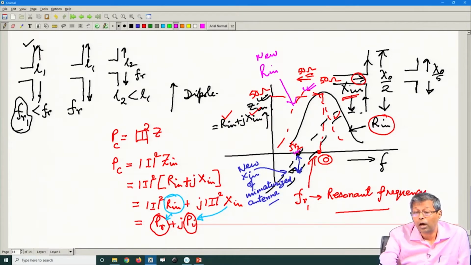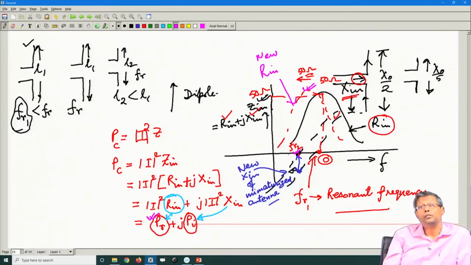So, at this point the new R in is peaking, it is achieving its highest value. Its physical significance is that the radiated power is getting maximized, and at the same time the imaginary part is crossing the 0 axis, which is what resonance means. This can be achieved by compensating this amount of reactive load. We call this reactive compensation.